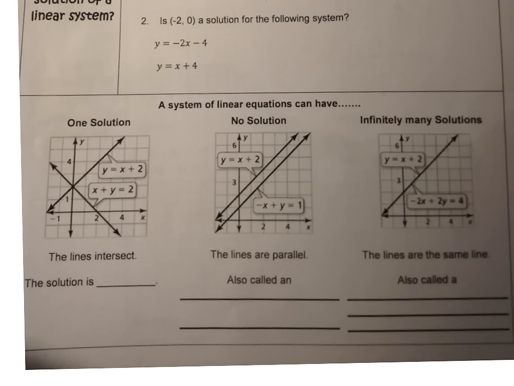So what we did in the first video was check to see if a point was actually a solution to a system or not. Now we're going to talk about how many solutions a system can have. You can have one solution in a system, you could have no solution, or you could have infinitely many solutions.